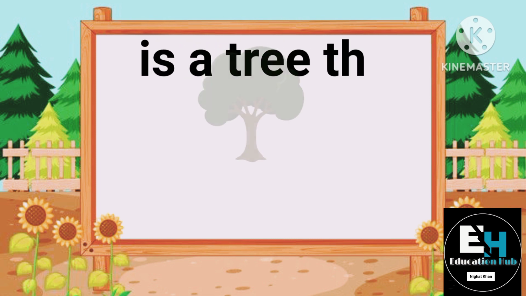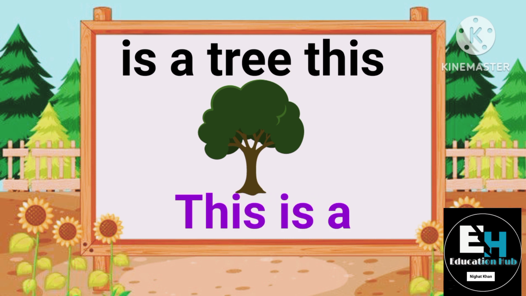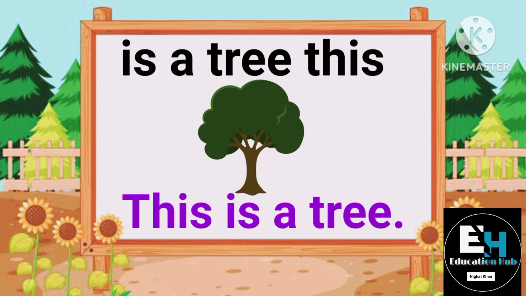Now I am going to tell you another example. It is a combination of words like is, a, tree, this, but it has no meaning. Now we will arrange these words and make a meaningful sentence. This is a tree. It is a meaningful sentence and gives us a meaning and tells us that this is a tree. Hope these examples are clear.